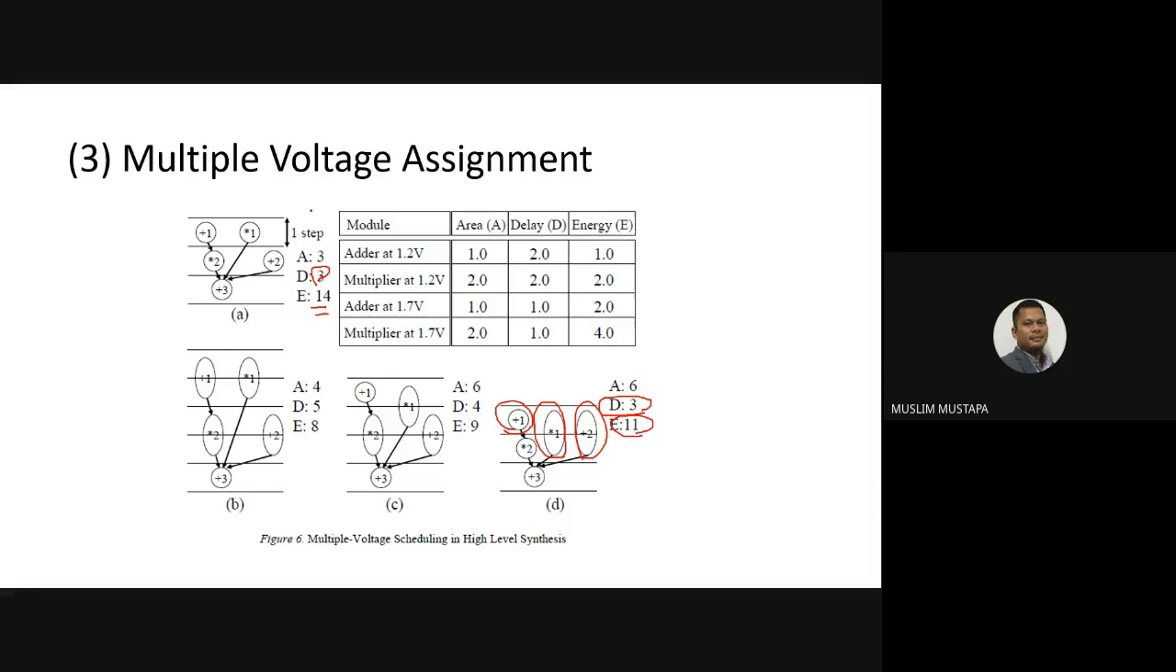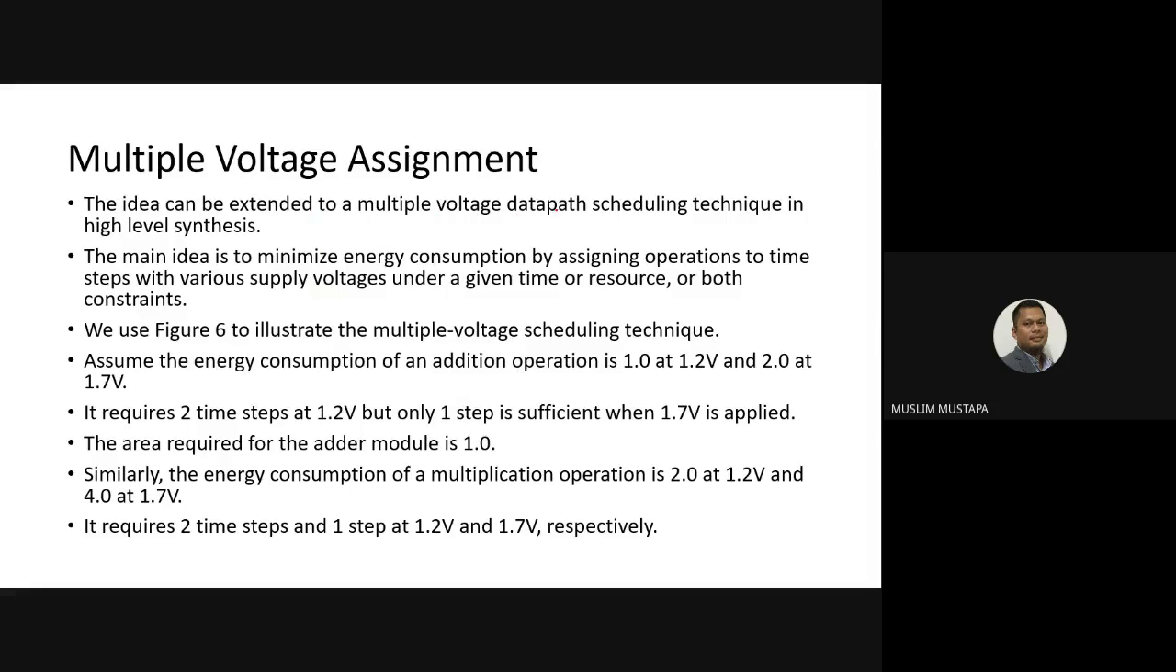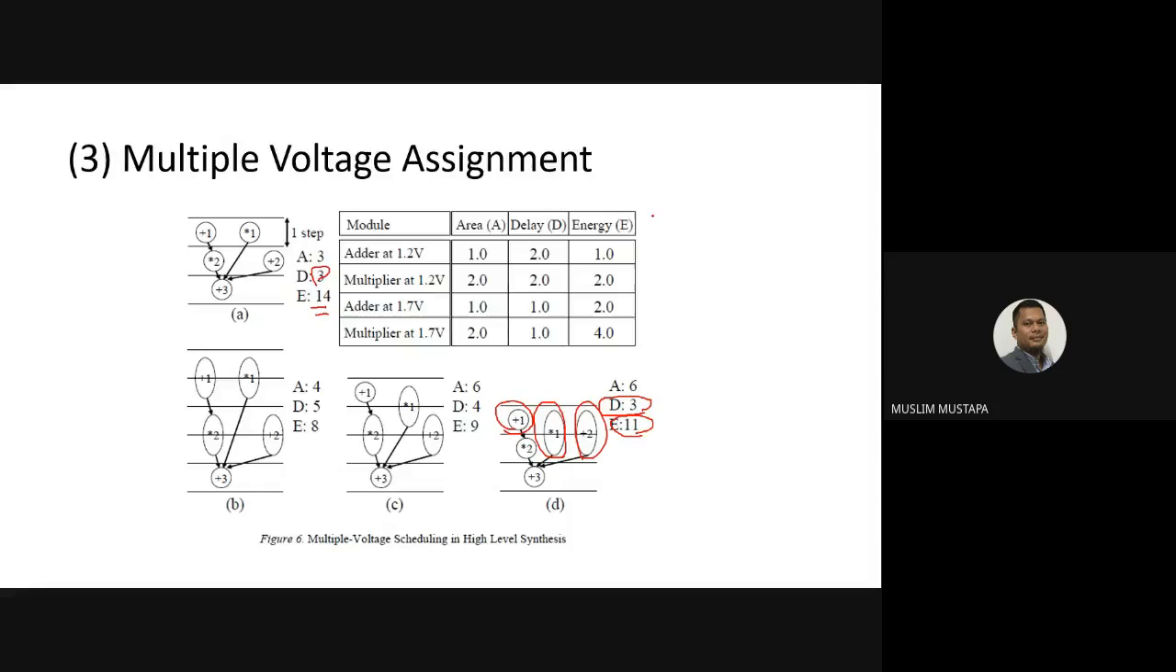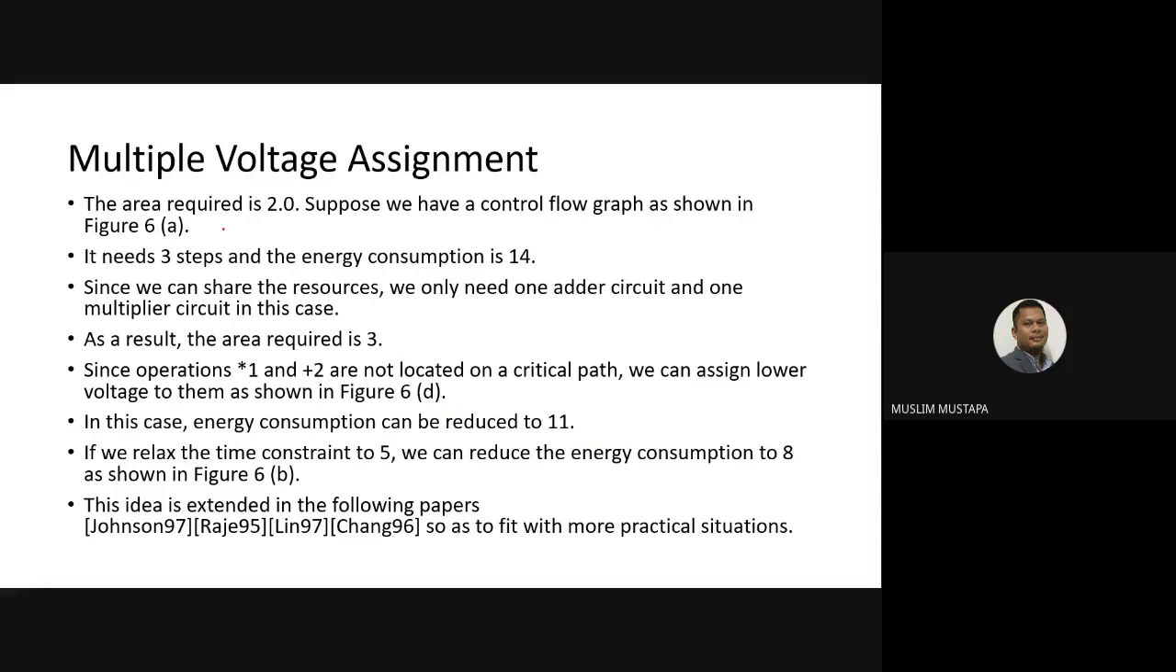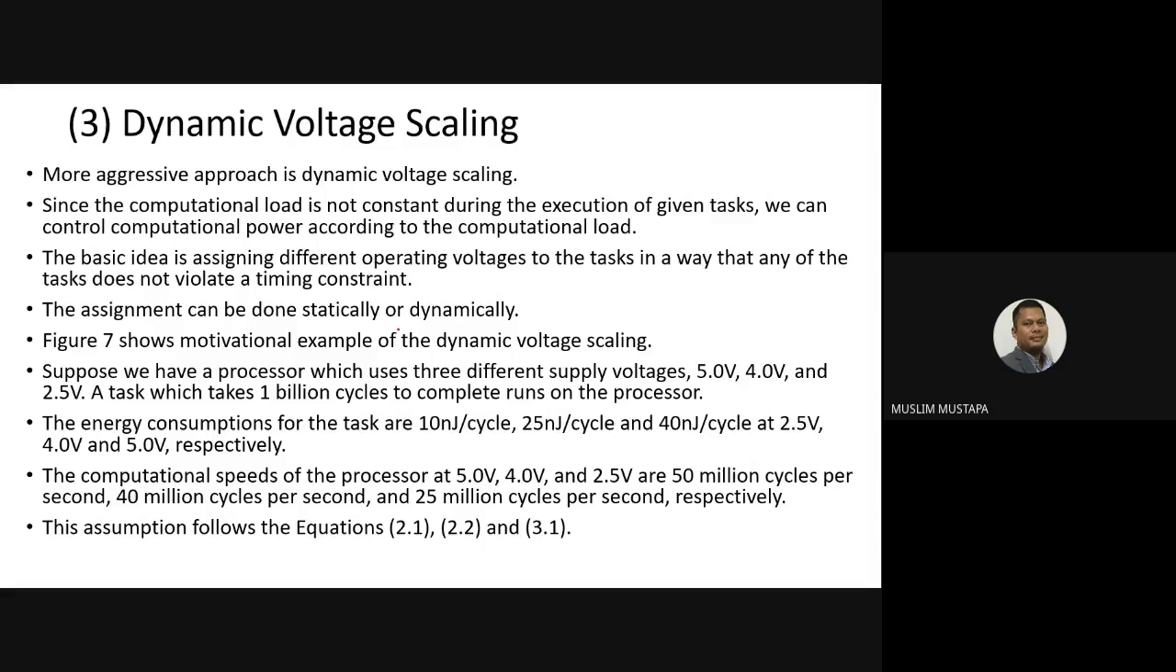So this is done by using what they call the data path scheduling technique, which is how you schedule all the operations in your data path. And if you want to schedule, your architecture needs to support multiple execution at the same time. Here you can achieve the same goal, which is delay 3, but with lower energy consumption. This is all the explanation about it, so you can go and try to read it later. Okay, and then this is the third one.